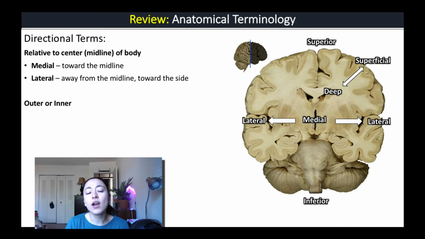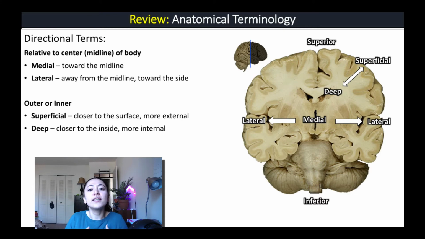The final pair of directional terms we will look at are terms that describe whether a structure is more outer or more inner. The term superficial is used to describe a structure closer to the surface of the body or more external. Deep means closer to the inside, or in other words, more internal. You could say your ribs are superficial to your heart, or your heart is deep to your ribs.